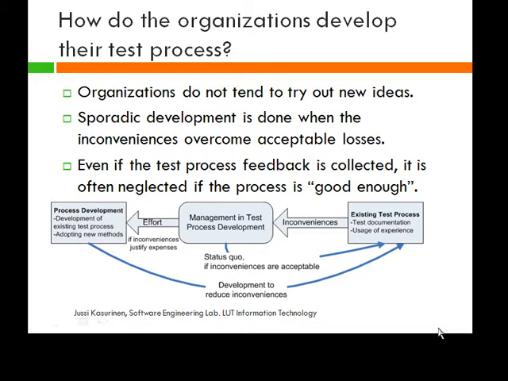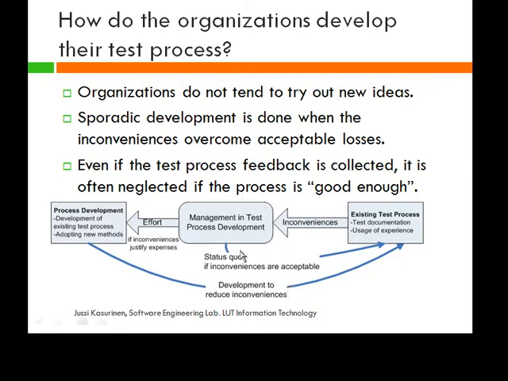So here is our grounded theory, what we came up with when we did an analysis on how organizations develop themselves. They don't tend to try out new ideas. That's the main point we have to remember here. There is a possibility for sporadic development when the inconveniences, the differences between the development and testing, or possibly the pressure from development to test certain features that we haven't currently been testing, becomes too great.